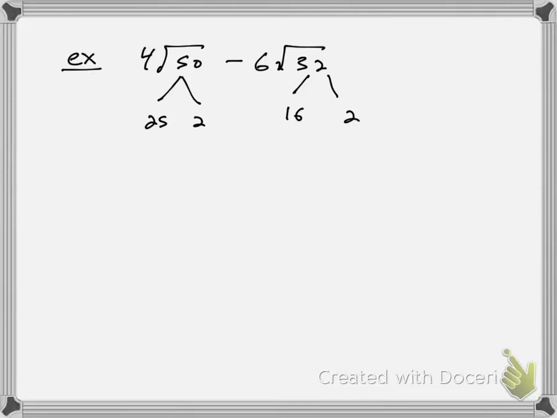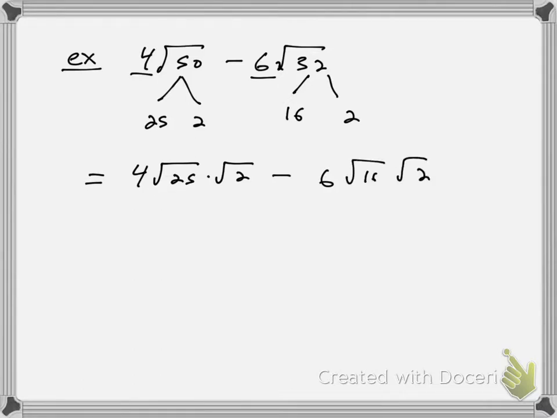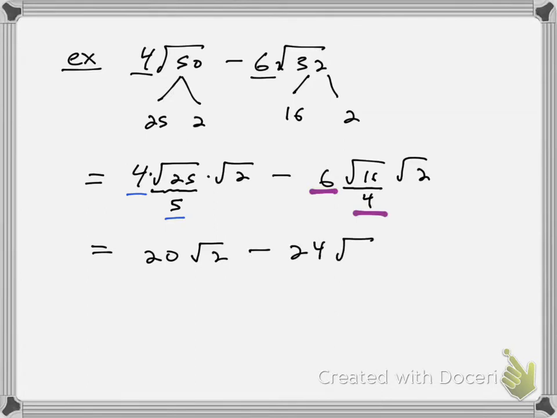If I'm factoring it, this would be 4 times the square root of 25 times the square root of 2 minus 6, carrying down the 6 and the 4 here, guys, times the square root of 16 times the square root of 2. So square root of 25 is 5, square root of 16 is 4. Those are going to reduce. So I'm going to end up getting 4 times 5, which is 20, and then I have that square root of 2 chilling out there. And then I've got 6 times 4, minus 24, and I got the square root of 2 chilling right there.